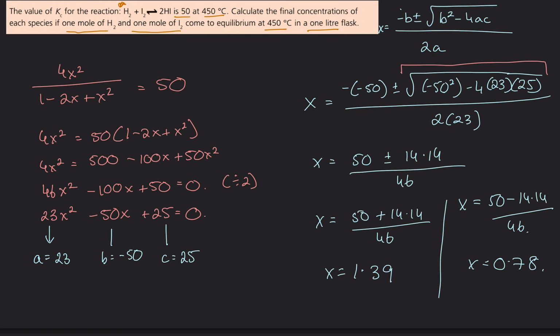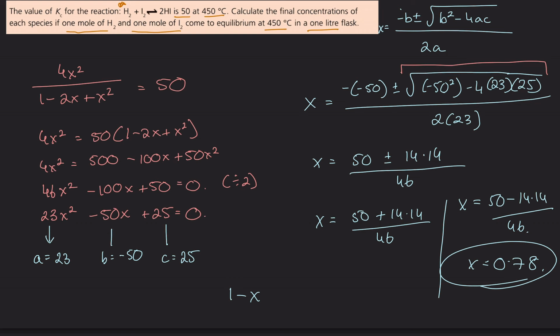One of them is correct. Remember, originally we start off with 1 mole minus x. So x cannot be greater than 1, because that will give you a negative number for the amount that it is associated by. So you have to disregard that one. We're going to choose x equals 0.78 as it's less than 1 as our answer. So that's our x value.